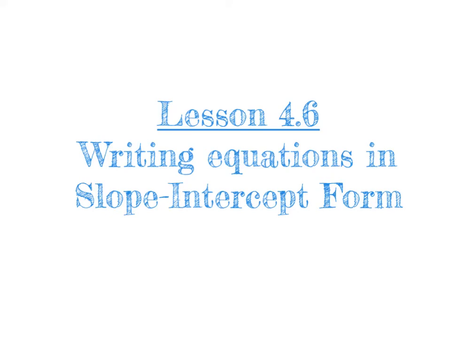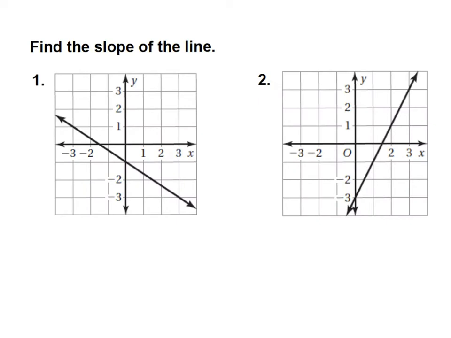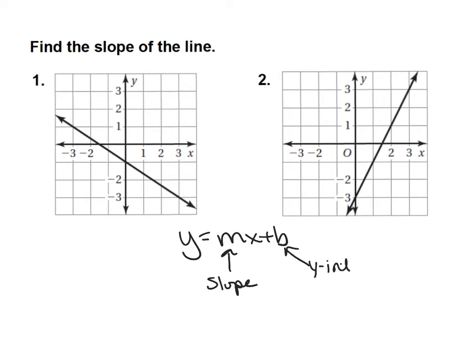Today we're going to work on lesson 4.6, which is writing equations in slope-intercept form. The next three lessons, all we're going to be doing is writing equations, but given different information. Today you're going to be given the slope and the y-intercept, or just the graph. So slope-intercept form, remember, is y equals mx plus b, where m is the slope and b is the y-intercept.